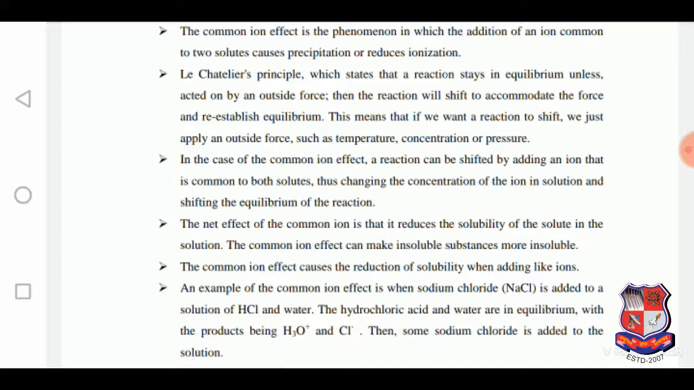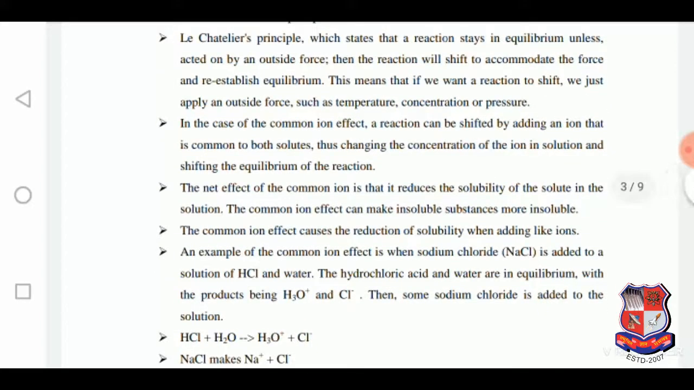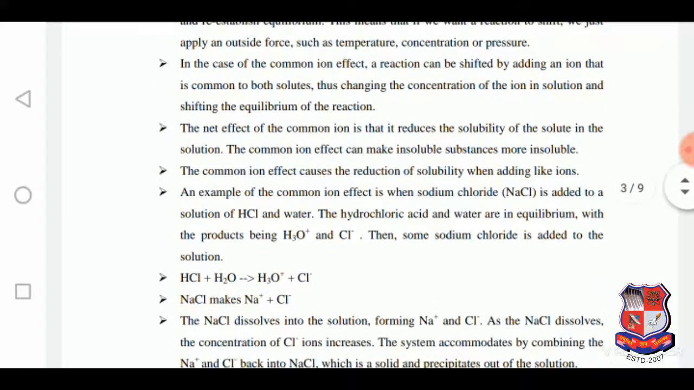This means that if we want a solution to shift, we just apply an outside force such as temperature, concentration, or pressure. In the case of the common ion effect of an electrolyte, a reaction can be shifted by adding an ion that is common to both solids, thus changing the concentration of the ion in solution and shifting the equilibrium of the reaction.